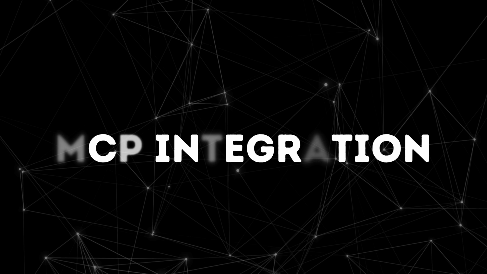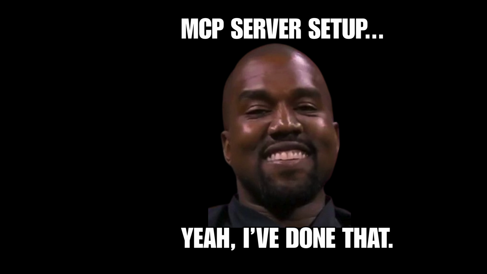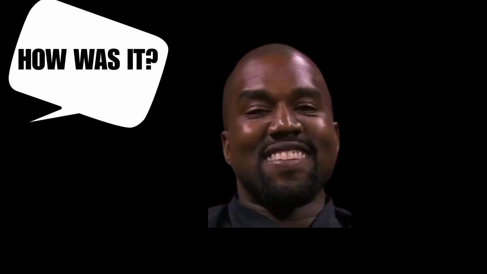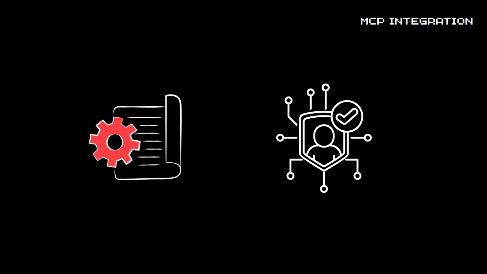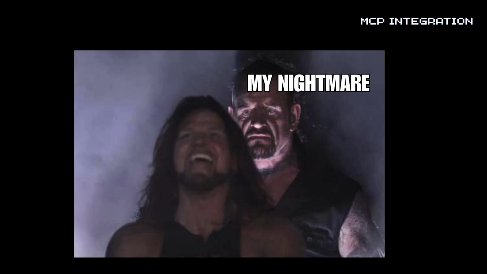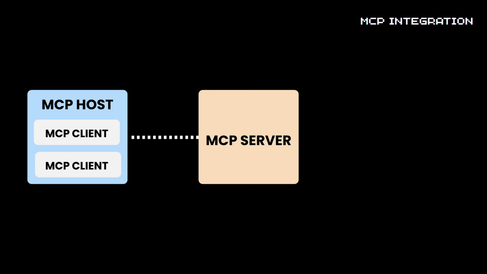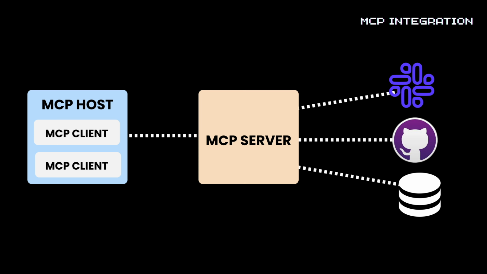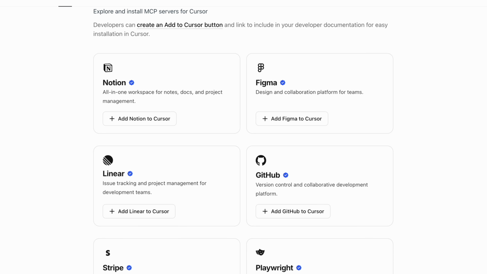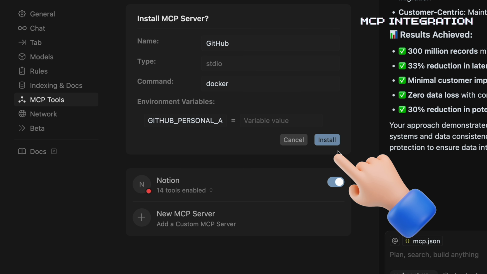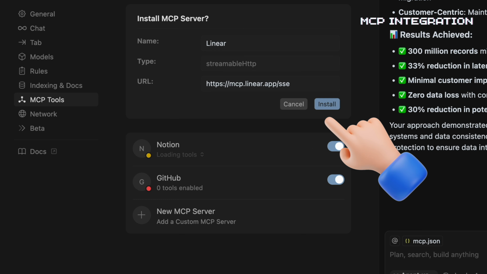Let's start with MCP integrations. Now, I've tried setting this up before, and let's just say it wasn't fun. Config files, authentication headaches, the whole nightmare. If you're wondering what MCP is, it basically lets AI connect to your tools. GitHub, Slack, databases, whatever you use. Cursor curated some ready-to-use MCP servers, all one-click installs.